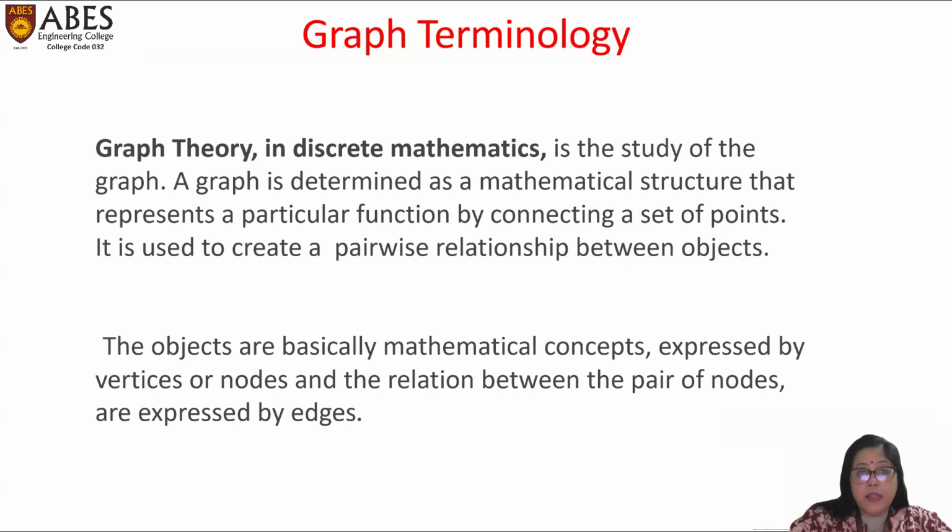Graph theory in discrete mathematics is the study of the graph. A graph is defined as a mathematical structure that represents a particular function by connecting a set of points. It is used to create a pairwise relationship between objects. Objects are vertices, that are points, and these points are joined by lines which are called edges.